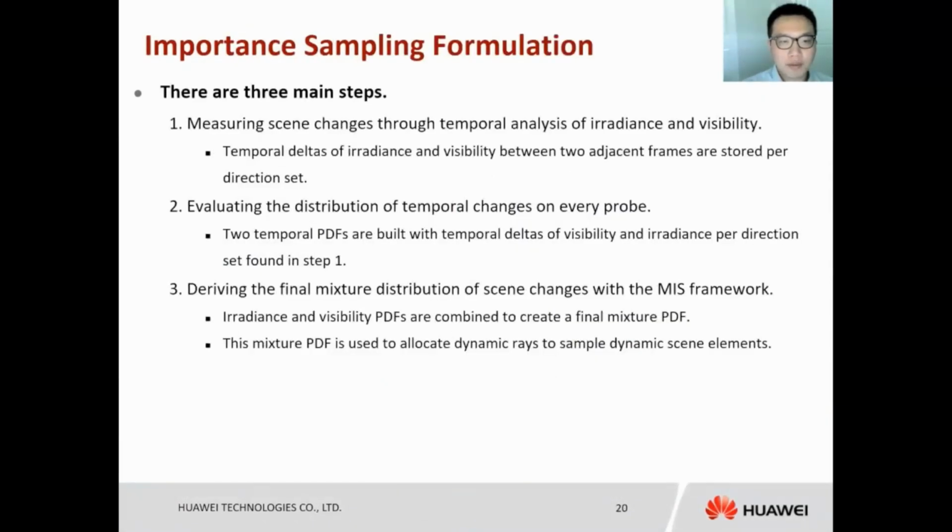For our importance sampling formulation, there are two main steps. One is to measure scene changes through temporal analysis of irradiance visibility. The other is to evaluate the distribution of these changes on every probe. Finally, we derive the final mixture distribution of the scene changes by combining these two sampling approaches with the MIS.